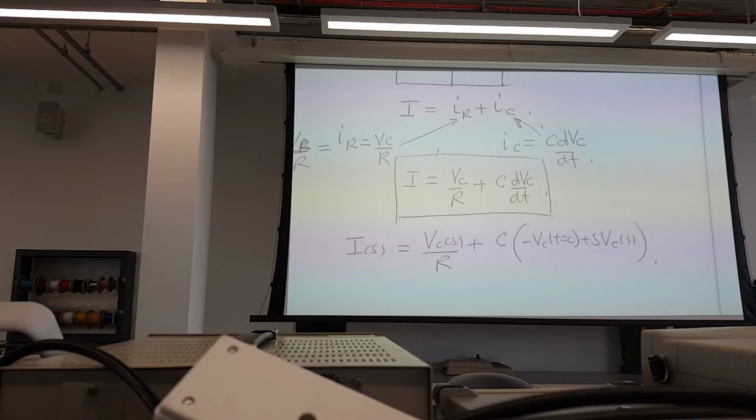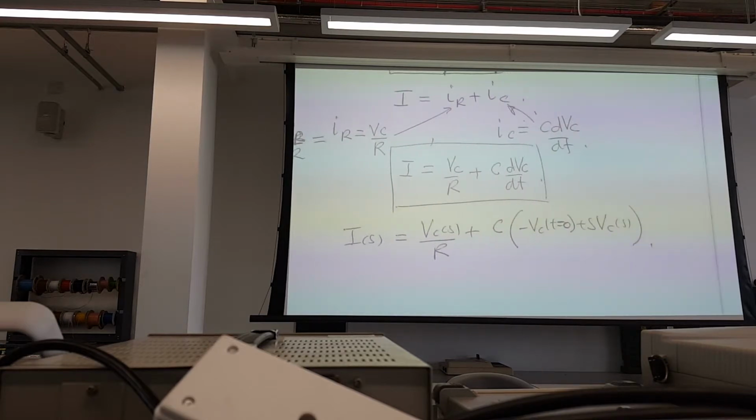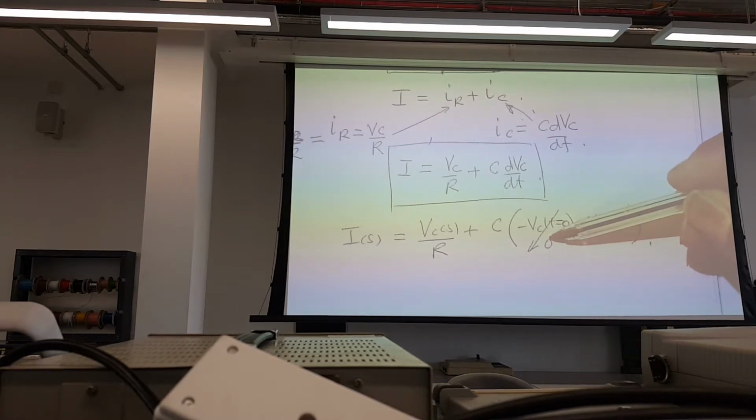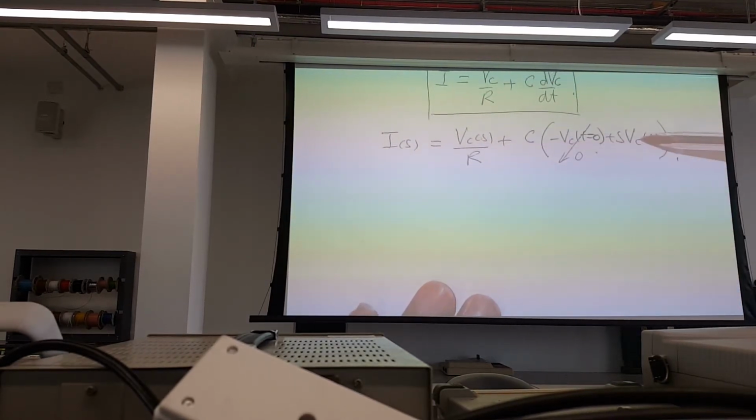So, let's see what we do now then. Well, we could start off like we did before by saying let VC at time t equals 0 be 0. So that's one possible initial condition, and that's what we'll do. We'll make VC at time t equals 0 equal to 0, like I've said right at the very top here. At time t equals 0, VC equals 0. So this thing now becomes simplified.